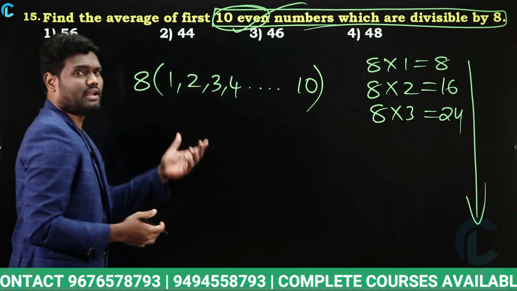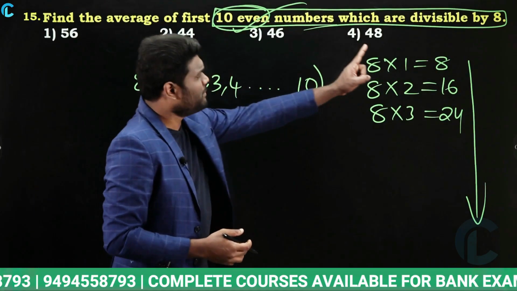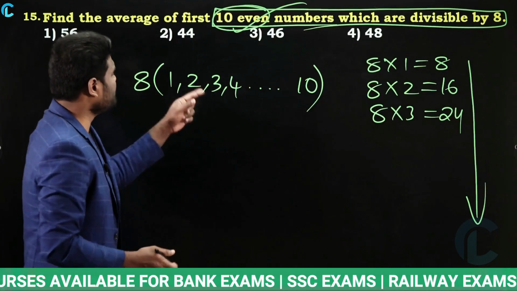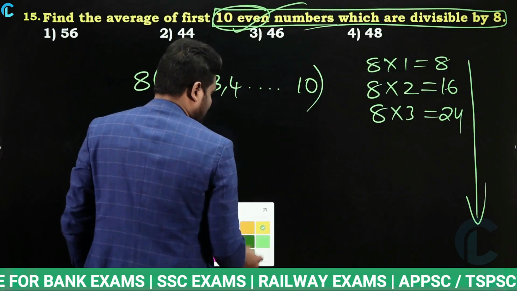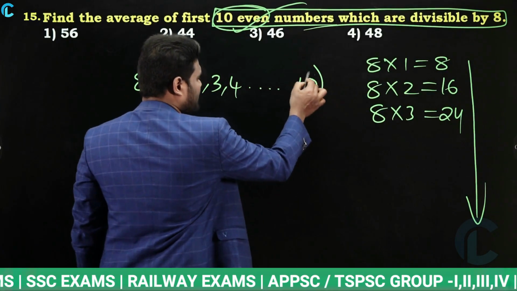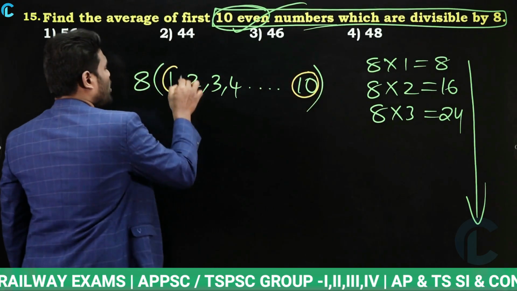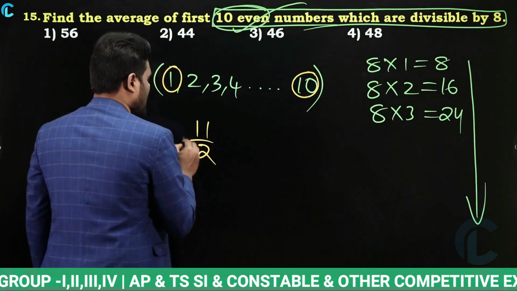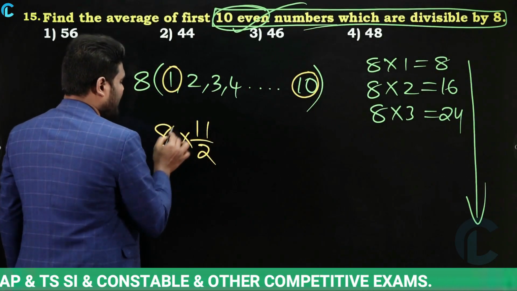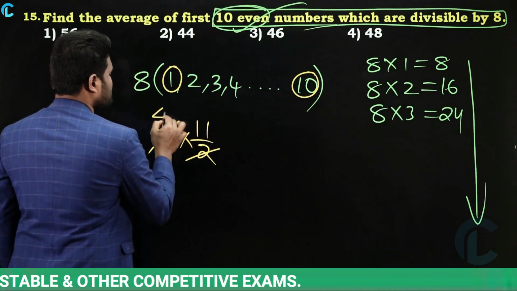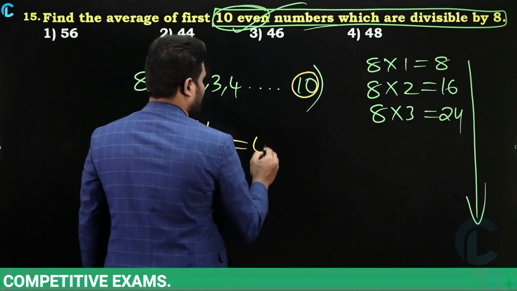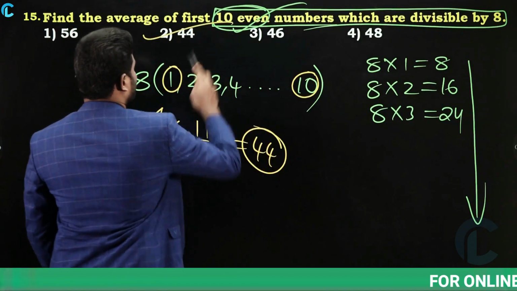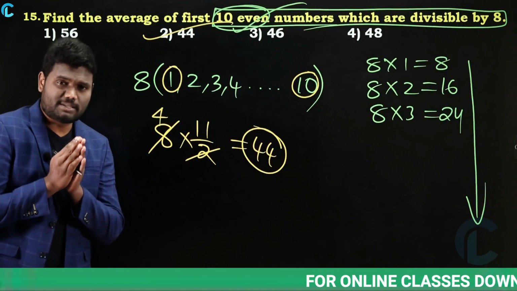Now you are asked to find the average of 10 even numbers that are divisible by 8. So simply calculate, the given series is in arithmetic progression. As the given series is an arithmetic progression, highest number is 10, lowest number is 1. So 10 plus 1 by 2, that is 11 by 2 into 8. Now 8 cancels into 2 how many times? 4 times. 4 into 11 is going to be 44. So the answer for this question is nothing but 44. Very, very simple question.